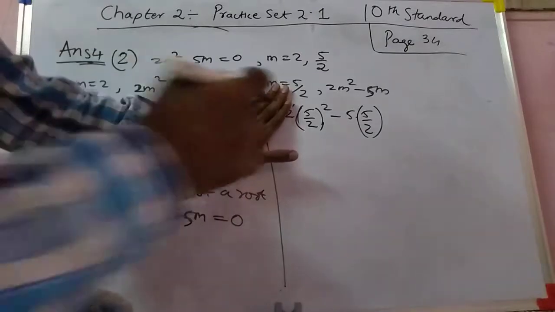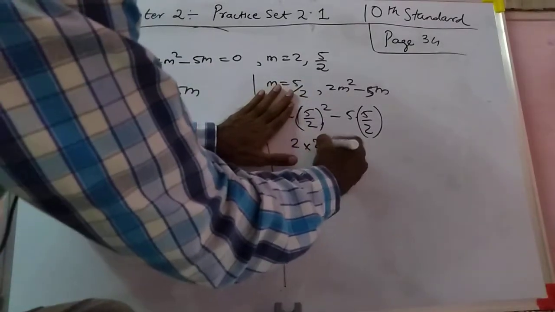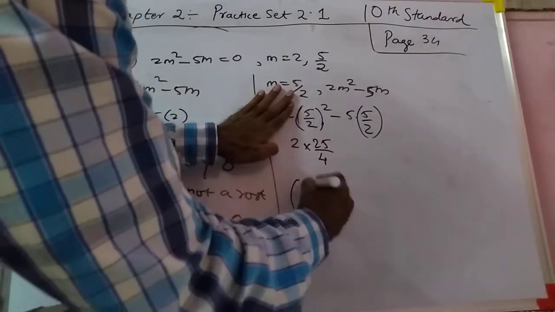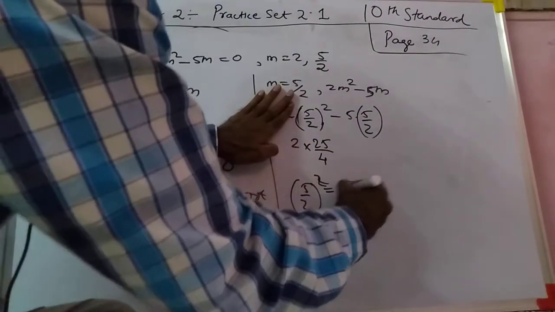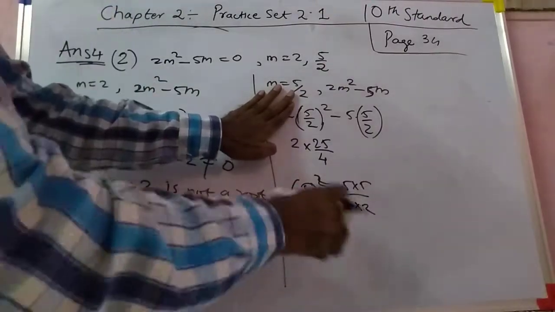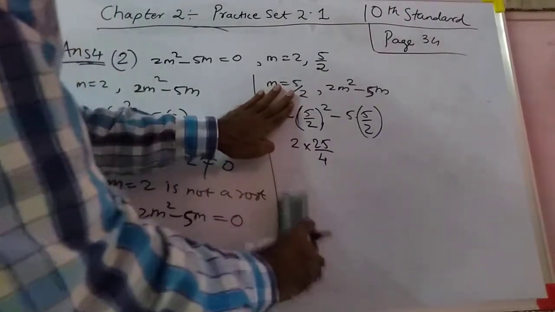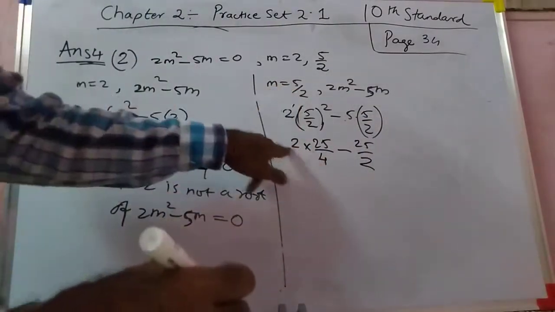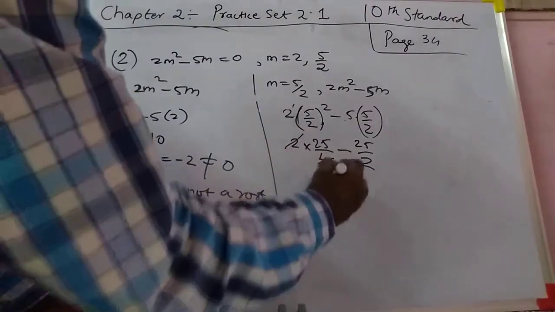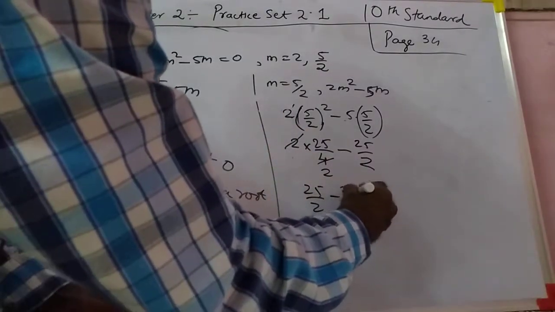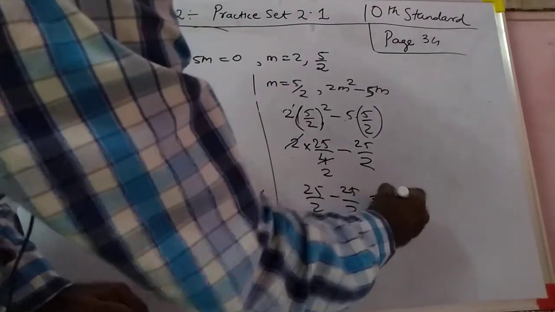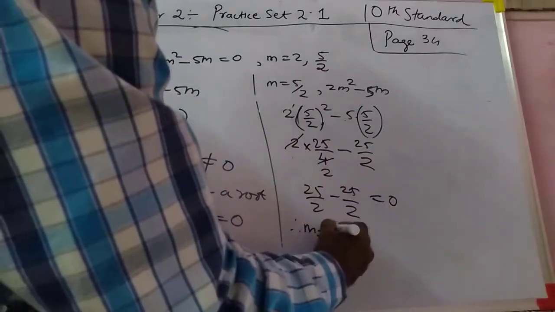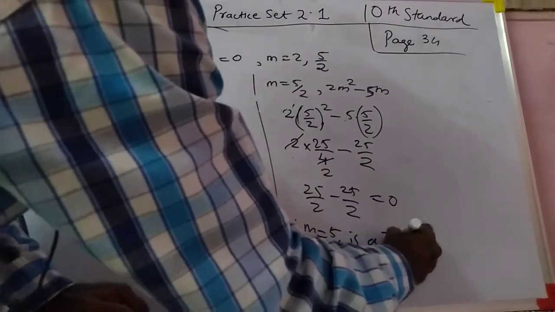So first forget this, okay? 2 into 25 upon 2 square is 4, because 5 by 2 the whole square is equal to 5 into 5 upon 2 into 2. So you have to write like this, okay? And minus 5 into 5, 25 upon 2. Now you can cut this 2. So 25 upon 2 minus 25 upon 2, that will be 0. Therefore m is equal to 0, matching. So m is equal to 5 by 2 is the root.